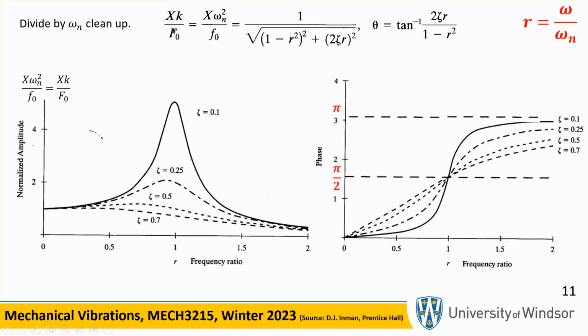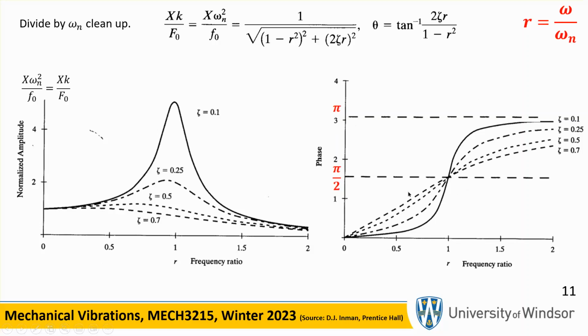See this thing? This normalized amplitude, non-dimensionalized amplitude, that's why it's called normalized. You can plot it as a function of R. But look, the horizontal axis is the frequency ratio, R. The vertical axis is that entire expression, and the angle theta. So the horizontal axis is the frequency ratio, R, and the vertical axis is the angle phase in radians.